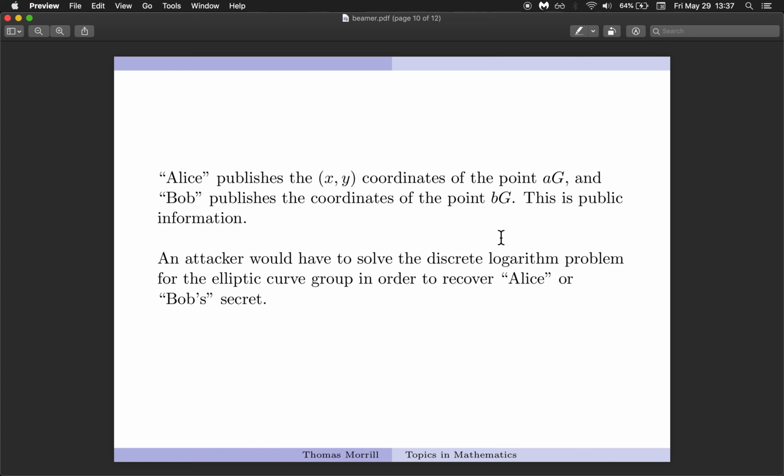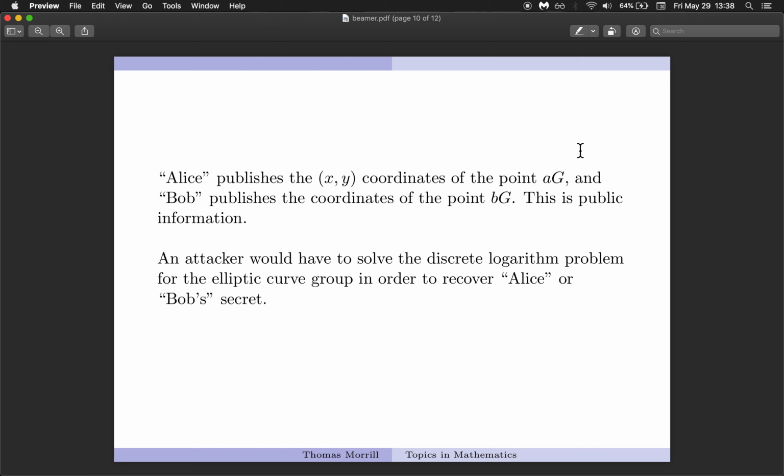But that would mean solving the discrete logarithm problem for the elliptic curve group, right? If you know the point G that Alice started at, and you know the point A times G that Alice finished at, but you don't actually know what number A is, there is not a fast algorithm to recover what A is, right? You can imagine someone trying just a brute force.